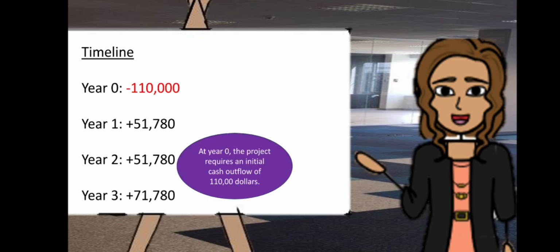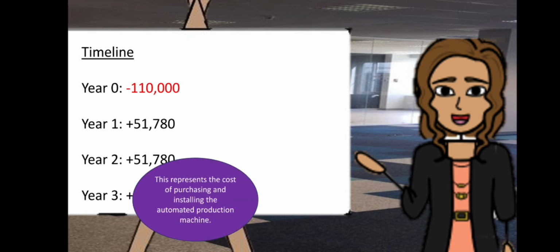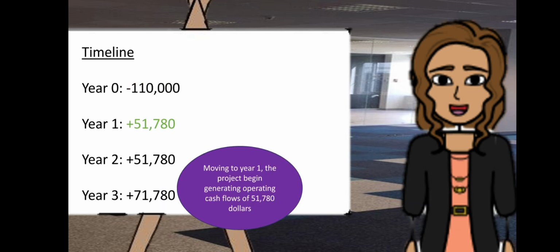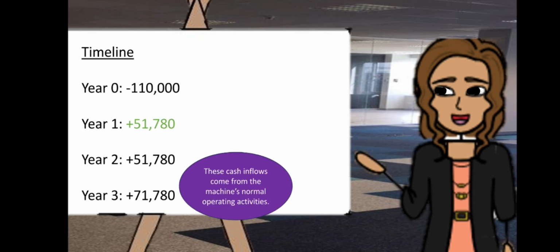At year 0, the project requires an initial cash outflow of $110,000. This represents the cost of purchasing and installing the automated production machine. Moving to year 1, the project begins generating operating cash flows of $51,780. These cash inflows come from the machine's normal operating activities.